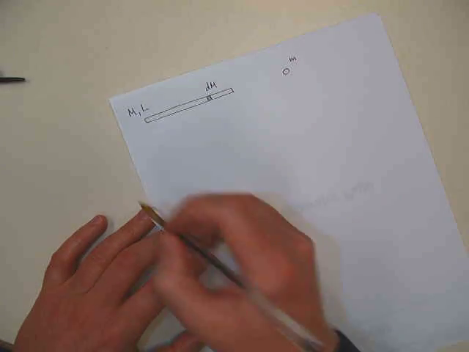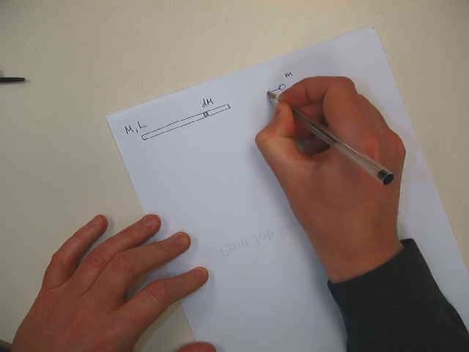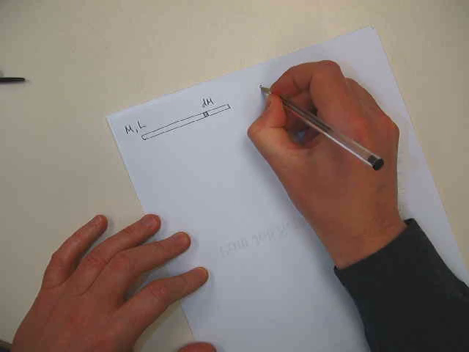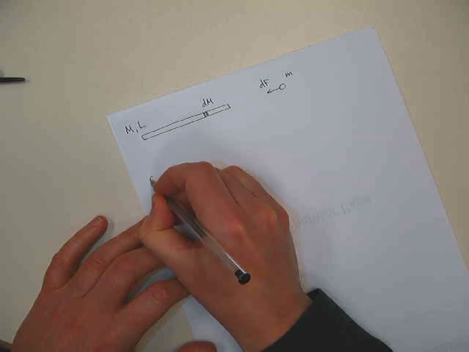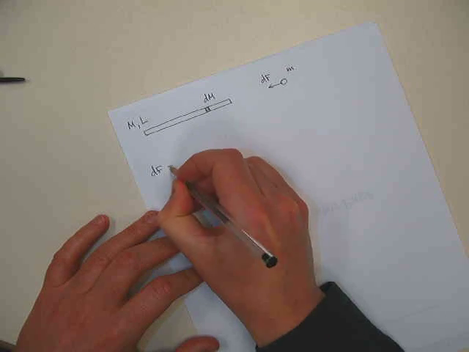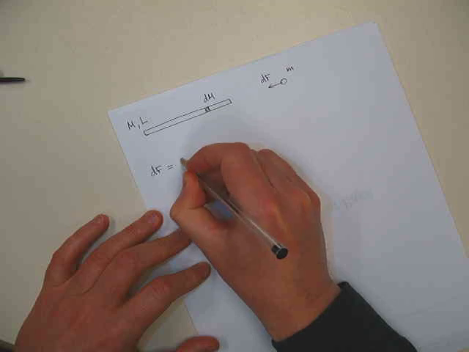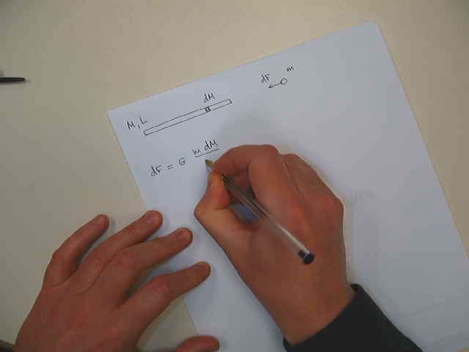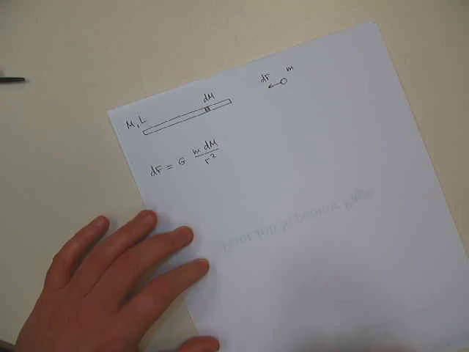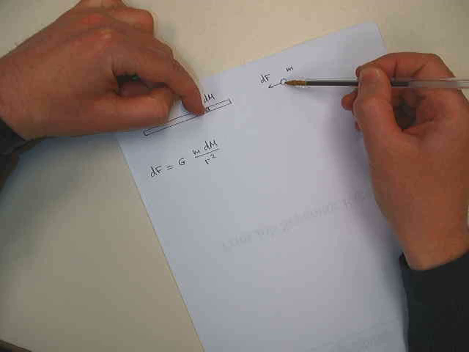Alright, so what is this force? We know what this force is. This is an attractive force, so this small bead pulls with force dF on the point mass, and the magnitude of that force is given by Newton's universal law of gravitation, which is G, one mass, the other mass, over the distance between the two masses squared. Notice the distance is the distance between mass m and mass dm.